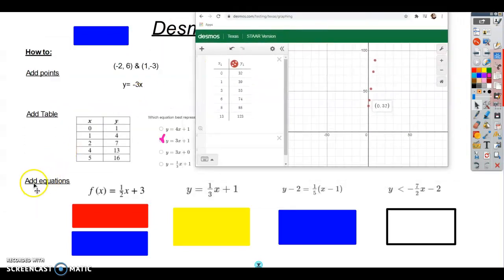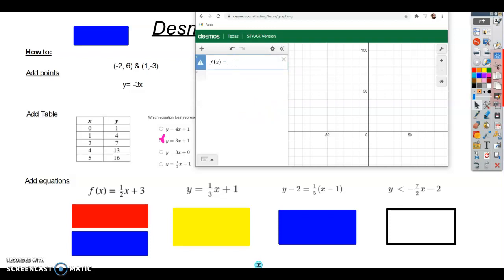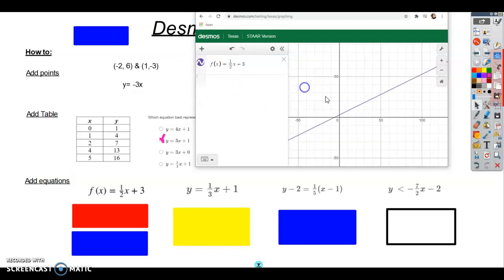Okay, what if they give you equations? So I can add equations on here just how I've been telling you. I can type f of x equals 1 divided by 2. Make sure you arrow over because you see how you're at the bottom right here? You got to be up here in the top. So x plus 3. Okay, and it can graph it for you.